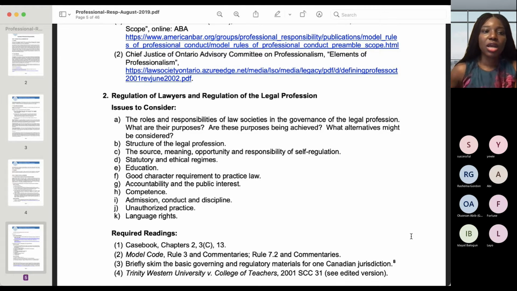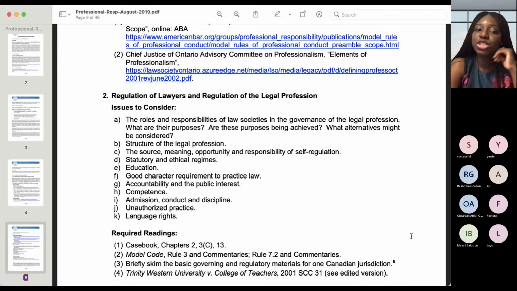Okay. Part A also talks about education, good character, requirement of practice of law, and competence, a very important concept with professional responsibility, the competence of a lawyer. If anything you are about to do with your client does not exemplify competence, then you should not do it. So that's one of the rules that are in the model code. If you're not competent to carry something out, then you should not carry it out.